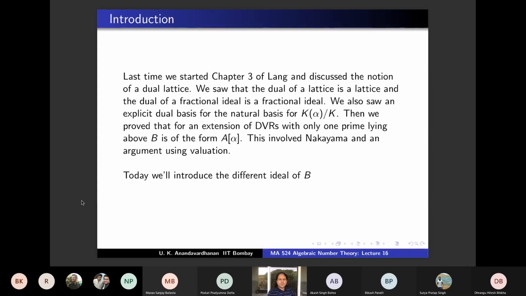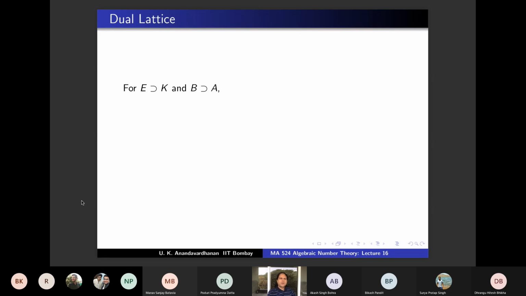And today we are going to introduce the different ideal of B and look at its properties vis-a-vis ramification. Okay, so that's what we will do today. So recall dual lattice. You have E containing K separable, B containing A. K is the quotient field of A, and B is the integral closure of A in E. And this is how we define it.